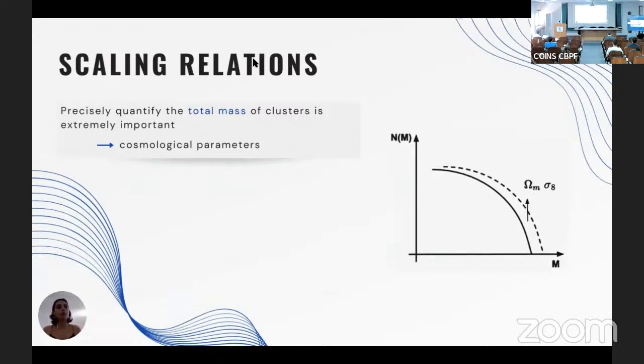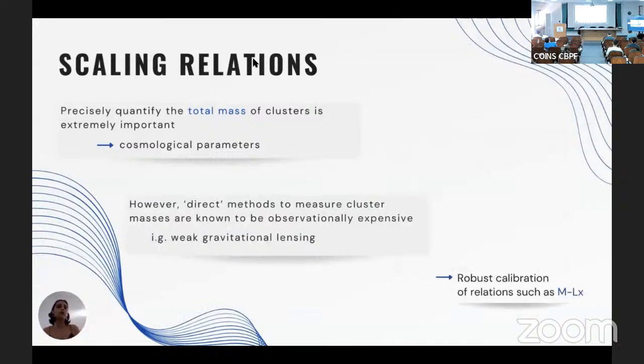Well, we know that it's very important to quantify the total mass of the clusters, because the number density of clusters as a function of their masses is very sensitive to some cosmological parameters, like the mass density and sigma 8. But the methods that we consider more direct to measure the masses of those clusters, for example, with gravitational lensing, are thought to be more expensive observationally. For example, they usually need high-resolution images and precise estimates for redshift, right, for the distance. And that's kind of difficult to do for a large sample of galaxy clusters.